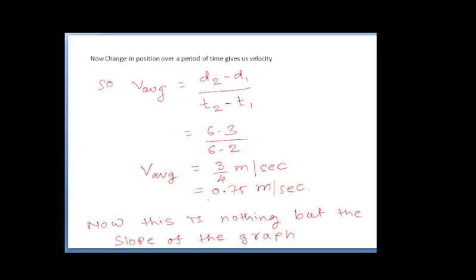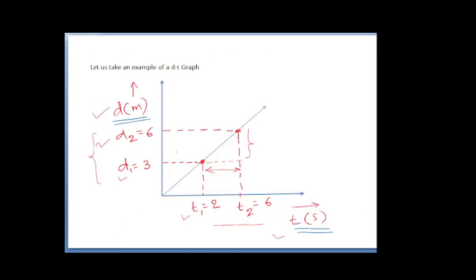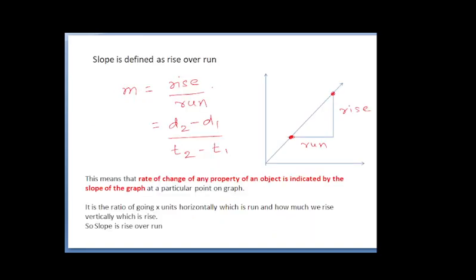Now this is nothing but the slope of the graph. So this is the slope of the graph basically, right? Because it is rise over run. So slope of the graph is denoted by rise over run. This is the rise on the y-axis. On the x-axis we have run. Now this means the rate of change of any property is indicated by the slope of the graph, and it is the ratio of going x units horizontally, which is run, and how much we rise vertically, which is rise. So slope is rise over run.